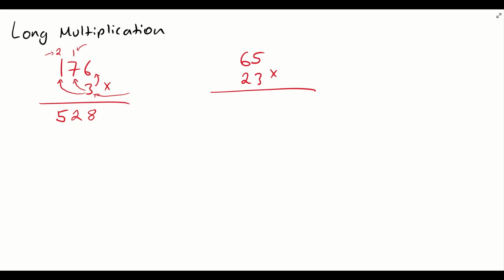Okay? The idea is that we're going to deal with the 3 first, and then we're going to come over and deal with the 2. But everything works the same. So we'll start off with the 3 first. So we do 3 times 5 is 15. So the 1 up there and the 5 down there. And then the 3 times 6 is 18, plus the 1 gives us 19. And then that's our 3 done. We've finished with that 3.